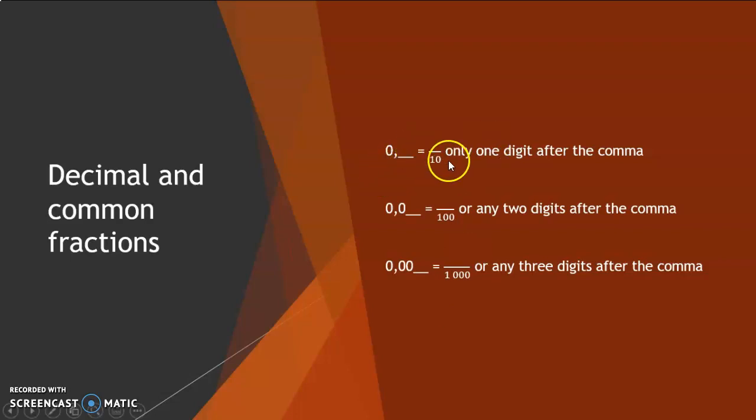Easy way to remember, a 10 has 1 zero, so 1 digit. 100 has 2 zeros, 2 digits. 1,000 has 3 zeros, 3 digits after the comma.